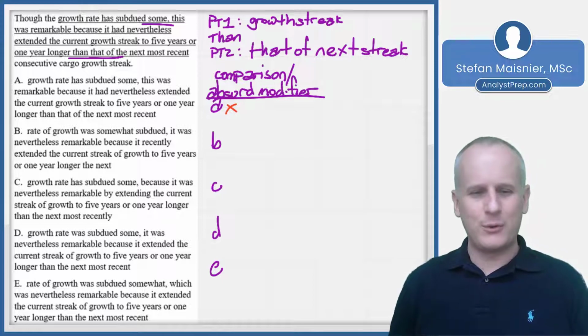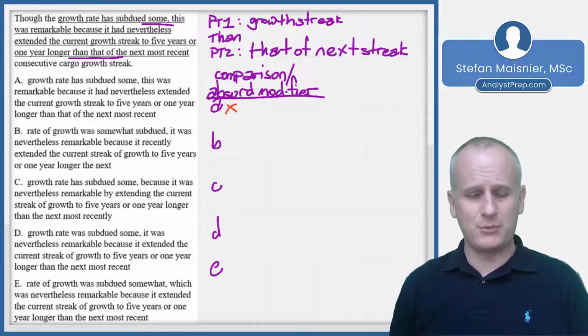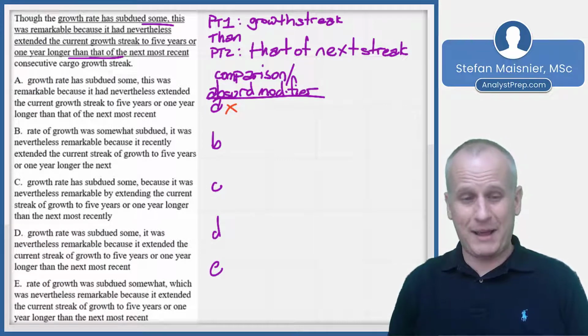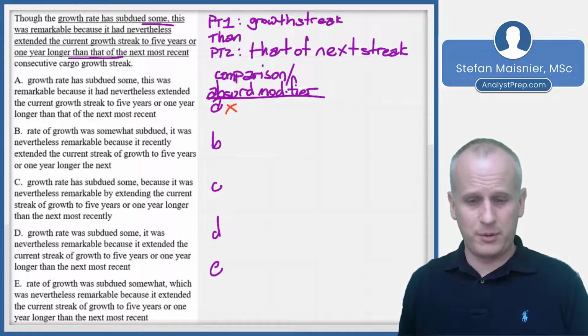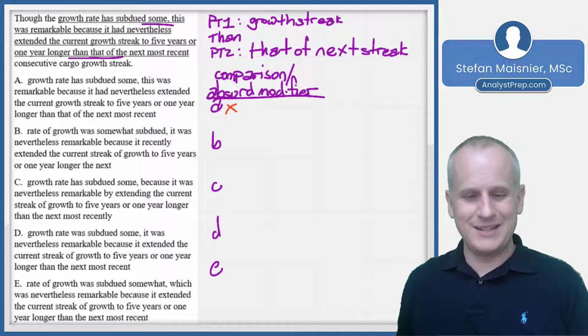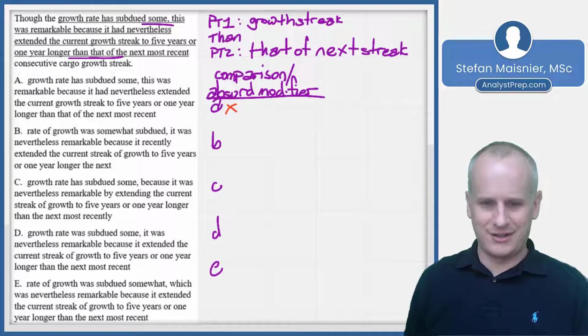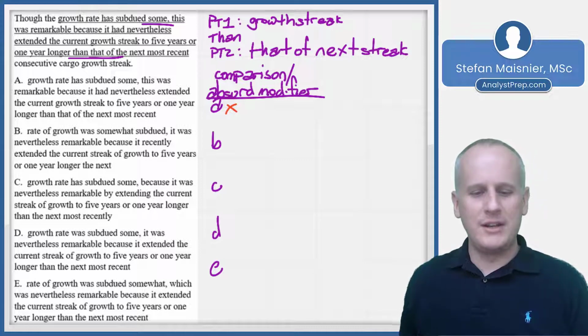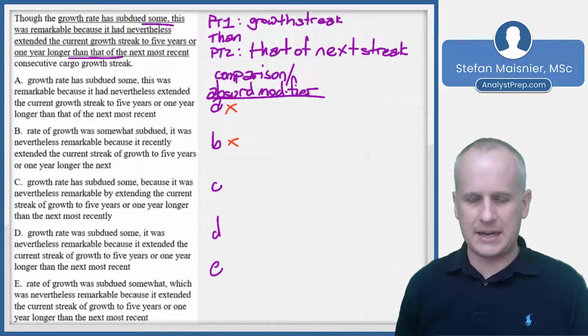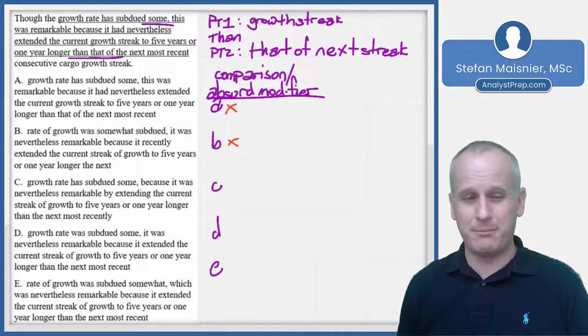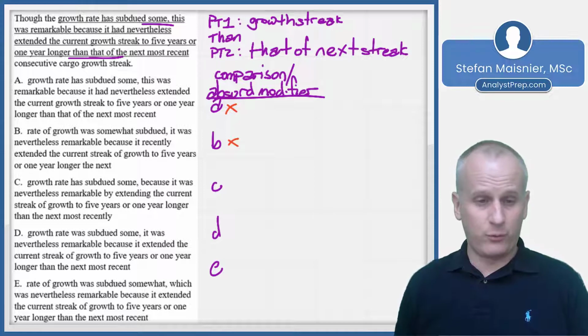So then we can just focus on this one issue involving the comparison as we go through choices B, C, D, and E the first time. So I'm literally going to not go back to the beginning of the sentence, and I'm just going to go to where we pick up our comparison. So choice B, it recently extended the growth streak, or it recently extended the current streak of growth. We've changed it now to 5 years or 1 year longer the next. Here, it's the same issue, but not the exact same iteration. We lost our "than." We need the "than" as the comparative term, so B is out because it loses the comparative word that we need to compare one growth streak to another.